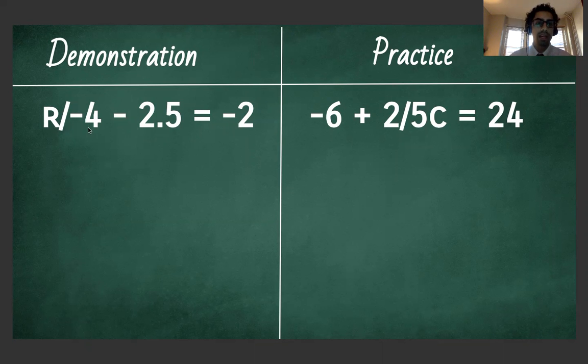We have the variable, the coefficient, whatever is attached to the variable, and constants. First step is to get rid of my constants by using addition and subtraction. In this case, I want to use the inverse operation. So I would add 2.5 onto both sides. Okay.